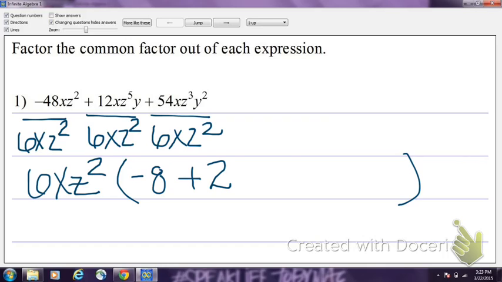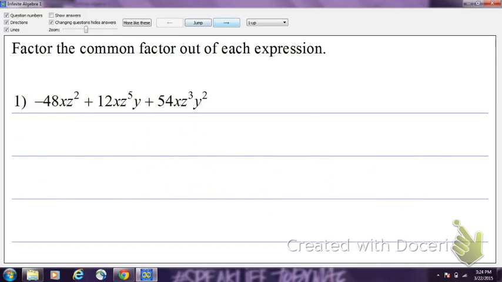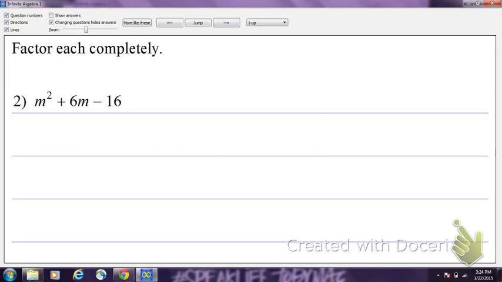Over here the x's cancel and we're left with z to the third, and the y is also left there. And we have 9, lastly. The x cancels, 1 z is left, and the y squared remains. So this is factoring the common factor out. Next we're going to review basic.